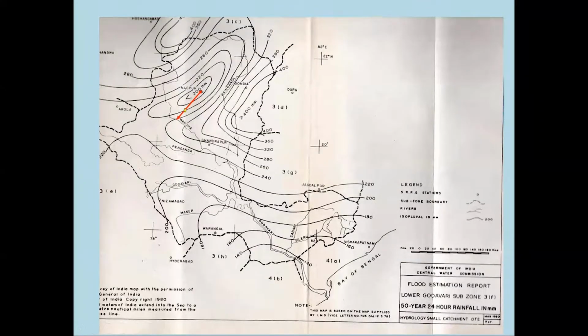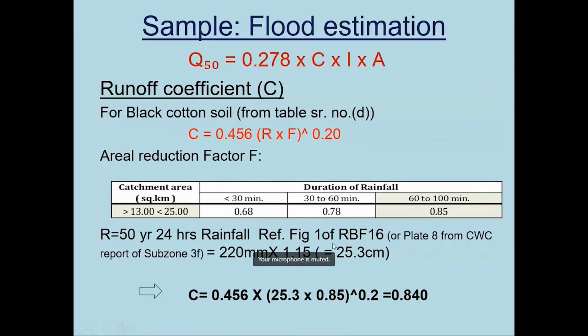Alternatively, in the lower Godavari subzone, when you see the main flood report, the CWC report, there is also 24 hours point rainfall data given. If you see the flood report, it has been given there. So anywhere, wherever you look, you will arrive at almost the same value. It comes as 25.3 centimeter, because here the rainfall has to be in centimeter.